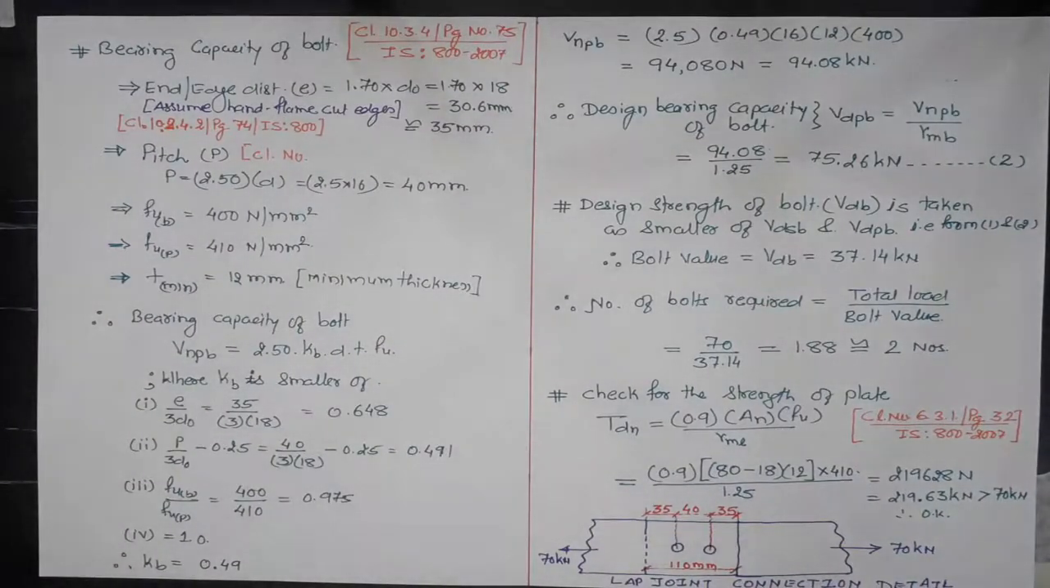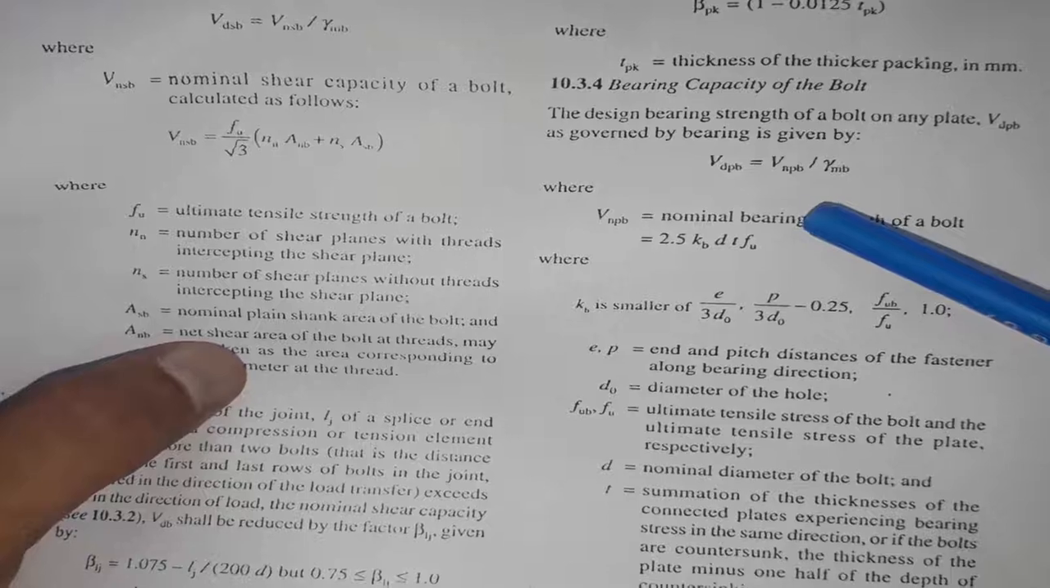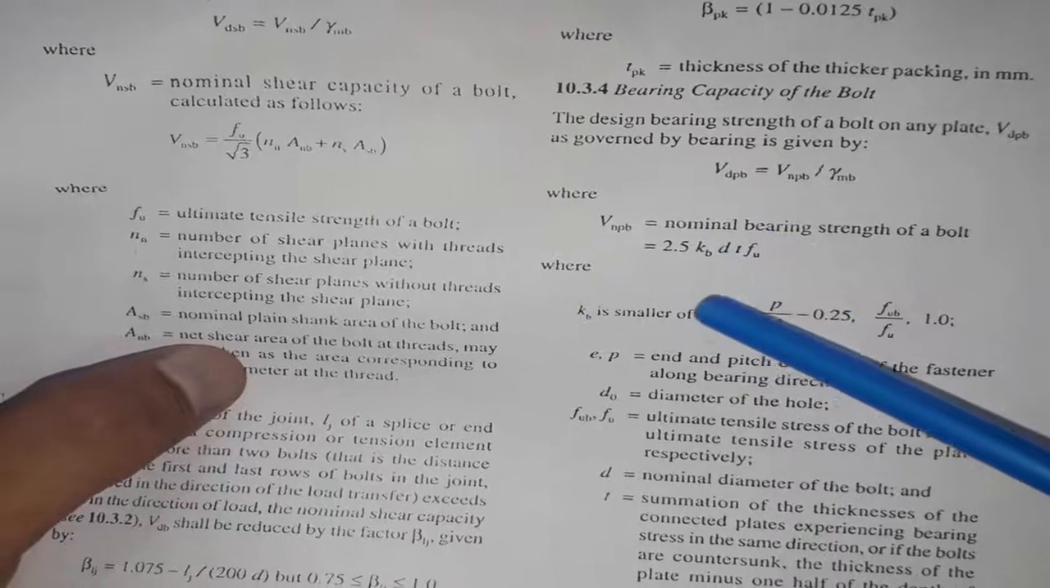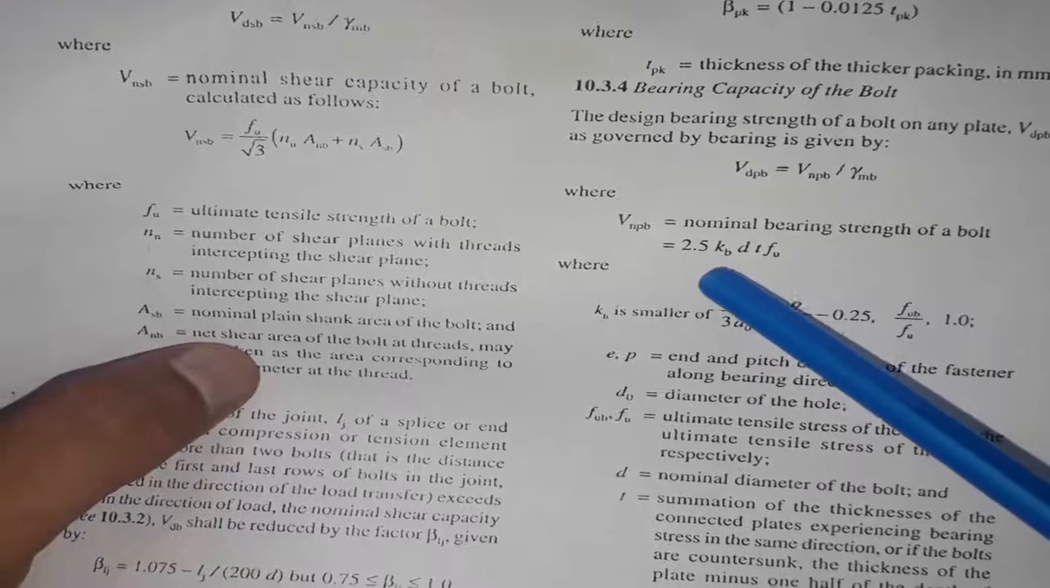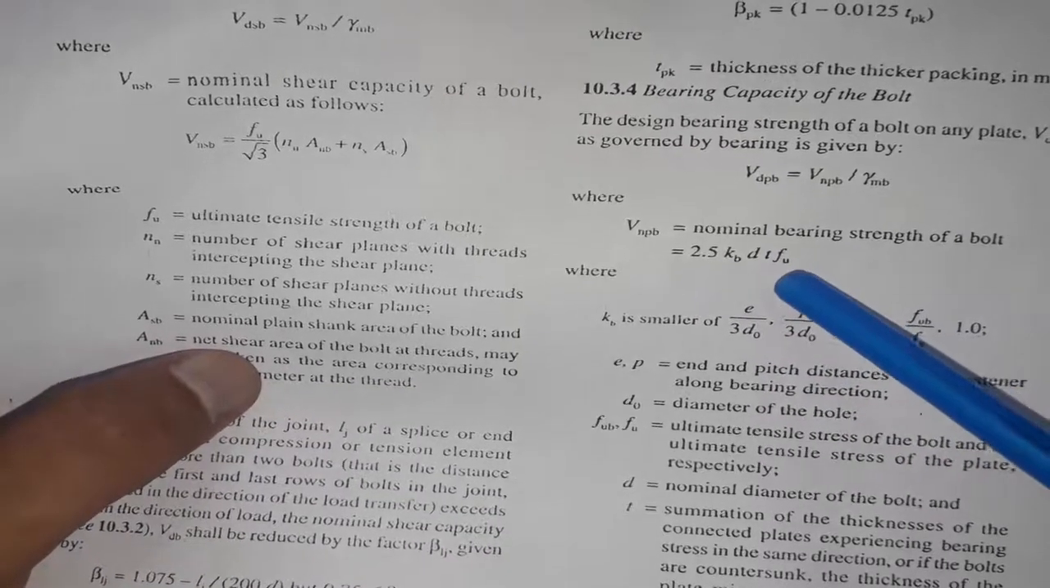Now we are supposed to find the bearing capacity of bolt, which is given in clause number 10.3.4, page number 75 of IS 800-2007. This is the formula for nominal bearing capacity of bolt, which is 2.5 kb d t fu.